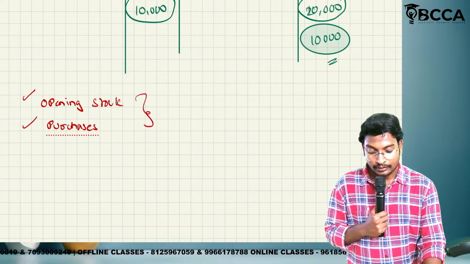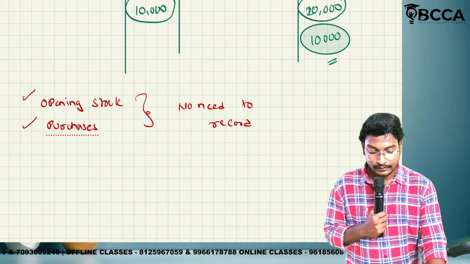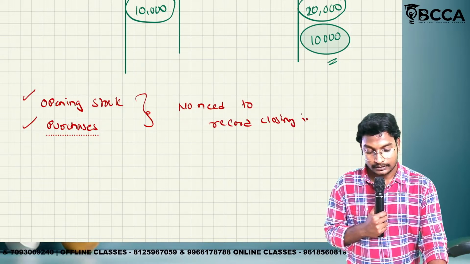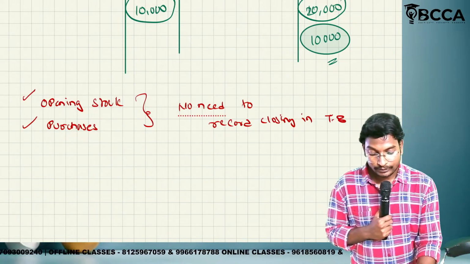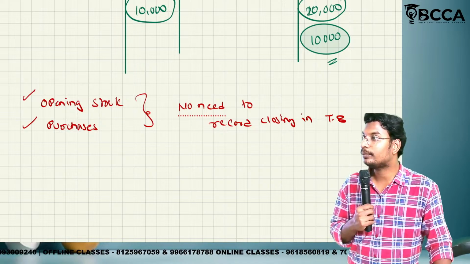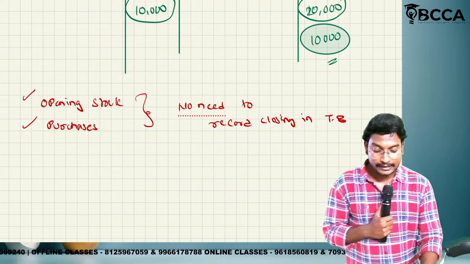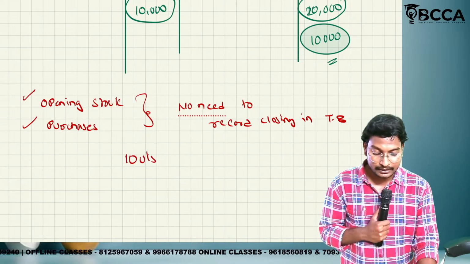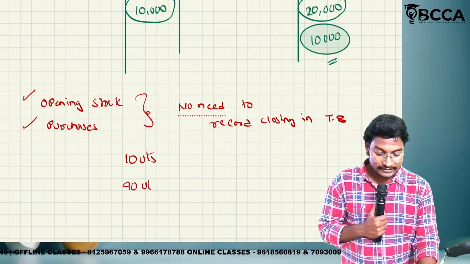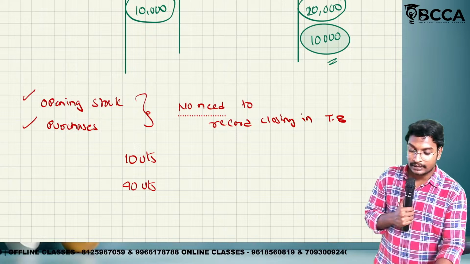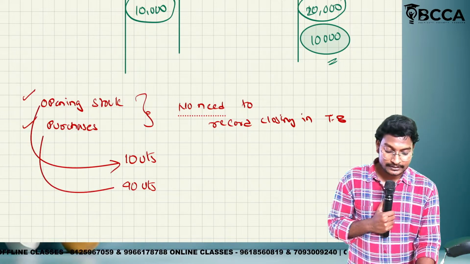In this stage, no need to record closing stock in trial balance. Why, sir? Because we are having the opening stock. What is the meaning of opening stock? Previous year closing stock will be the current year opening stock. Like that, we are having 10 units of opening stock, and again we have purchased 90 units of purchases. 10 units is called opening stock. 90 units is called purchases.